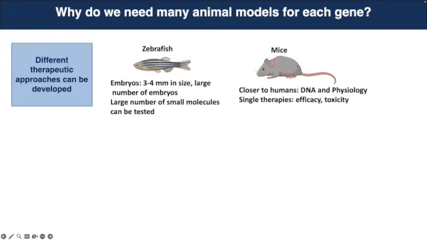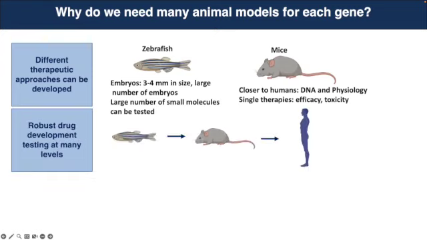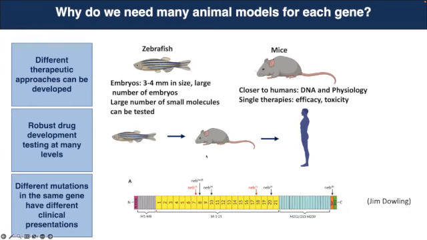So we can test a large number of drugs using zebrafish as a model. On the other hand, mice are closer to human in terms of their DNA and their physiology. So they are an excellent model to test single therapies to see their effectiveness as well as their toxicity. And in the past, a lot of drugs have failed when they were tested in a single model system. So it is good to have a number of different model systems. For example, if we find a drug in zebrafish, it is also good to test that in a more complex organism like mice before we take it to human clinical trials.